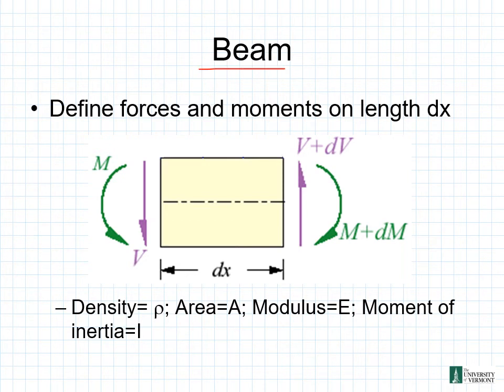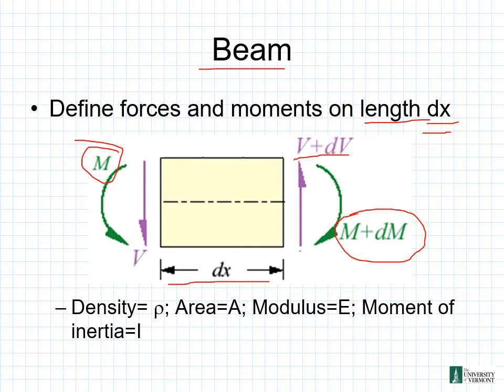So for our beam, we can define forces and moments on length dx. So down here we can see in our little diagram here, here's our dx right there. Along this length dx, we can see we have our shear, our V right there, and our shear on this side over here now, V plus delta V right there. We have a moment over here and a moment on this side of M plus dM right there, where if we look here, density is going to be rho, area is our A, modulus is our E, and our moment of inertia is given by the variable I.